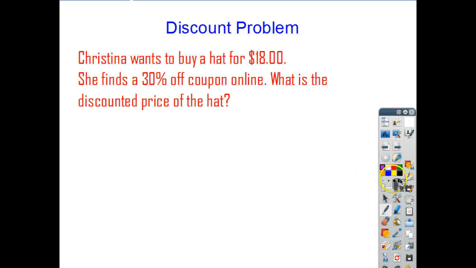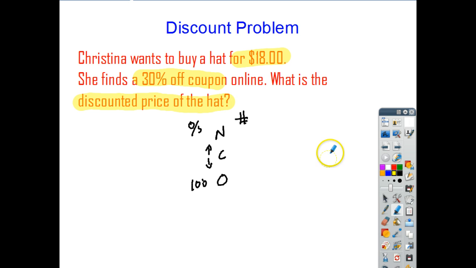Next problem, a discount. Let me set up my NCO again. Always percent on the left, number on the right. I use my arrows on the change on the percent side, and always out of 100. So Christina wants to buy a hat for $18. She has a 30% off coupon online. What is the discounted price of the hat? Well, let's fill in our information here. We know that the hat was $18, and she has a coupon that is 30% off.